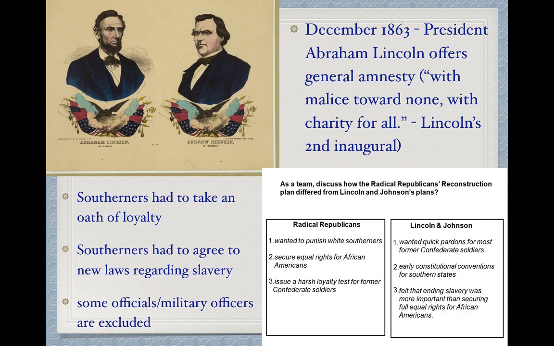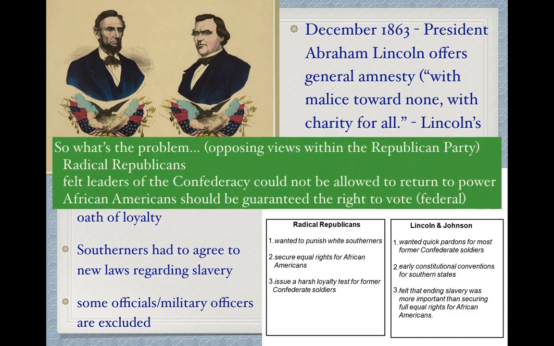Radical Republicans, whose position is explained on the left, felt differently. They wanted to punish white Southerners. They wanted to secure rights for African Americans. So it's not enough that they have been freed from slavery. Equal rights need to be secured for African Americans. And they wanted to issue a very harsh loyalty test for Confederate soldiers. The details of that were very vague, but they believed that there needed to be more than just an oath of loyalty, that they needed to renounce their past actions and their past loyalty to the Confederacy.